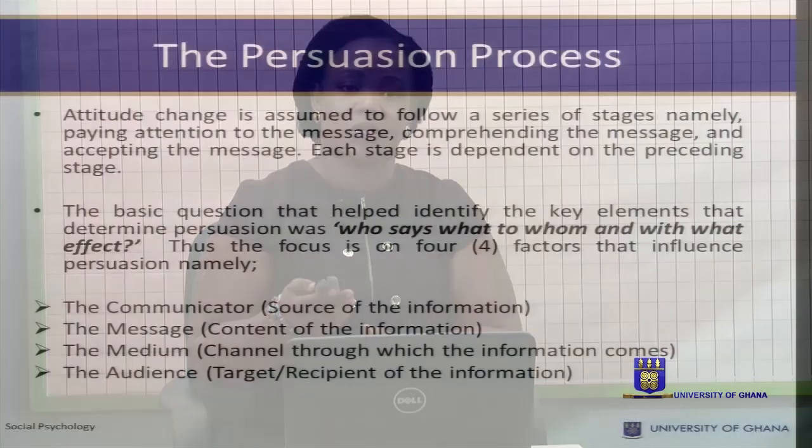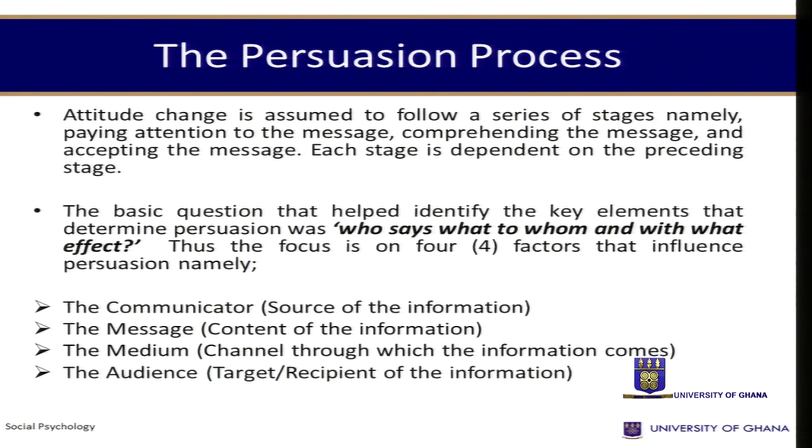So from these, we are saying that in order to be able to persuade somebody to change an attitude, it's important to consider the communicator of the message. Who is saying it? The source of the information. What is being said? You are looking at the content of the information. How is it being said? The medium through which the information comes. And to whom is it being said? The target audience or the recipient of the information. These are critical questions in the persuasion process. So let's take each of them and discuss some of the things you need to consider if you are going to be able to persuade another to change his or her attitude.